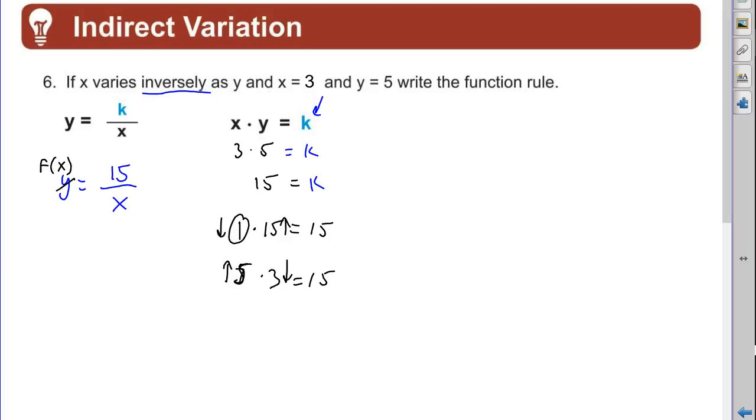But what you guys have to remember is how to write the rule. You start with that. That's your pattern. This allows you to get k, sub in k, and away you go.